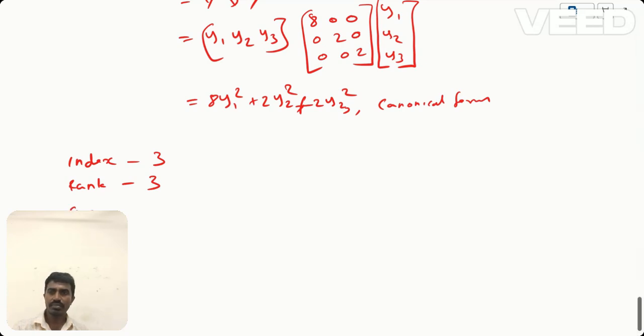And then signature is the difference between the number of positive eigenvalues and the number of negative eigenvalues. Here the number of positive eigenvalues is 3, and the number of negative eigenvalues is 0. So signature is 3. We can define it in terms of the canonical form also: the difference between the number of positive terms and the number of negative terms in the canonical form. The number of positive terms is 3, negative terms is 0, so the difference is 3.